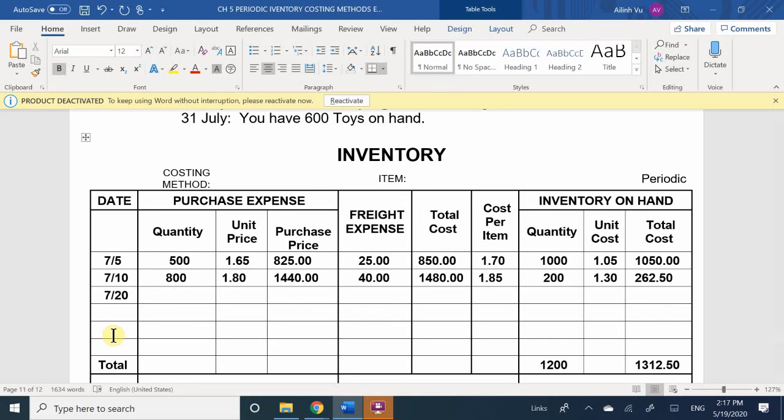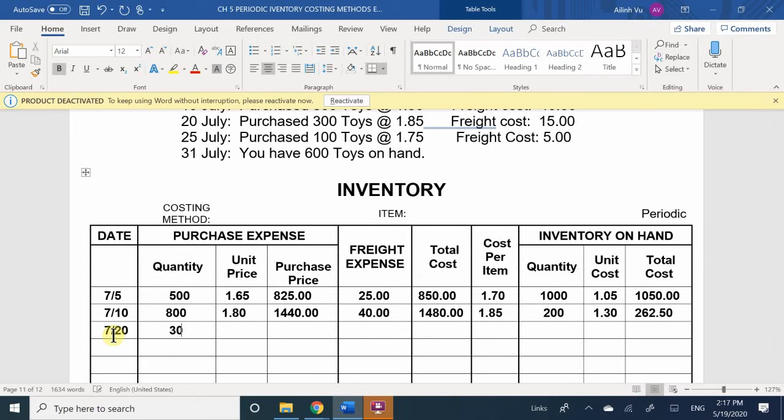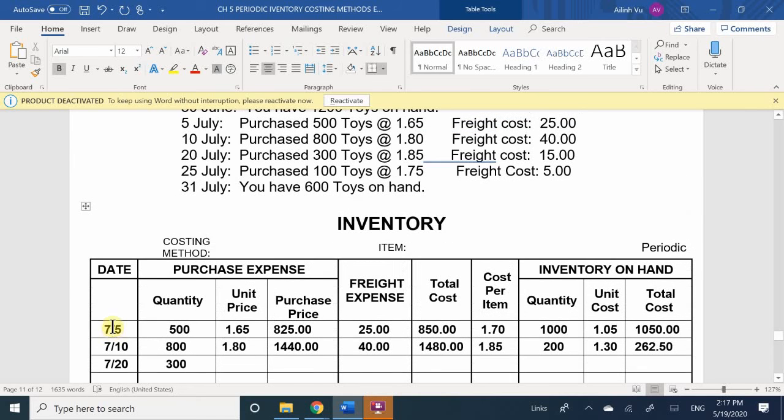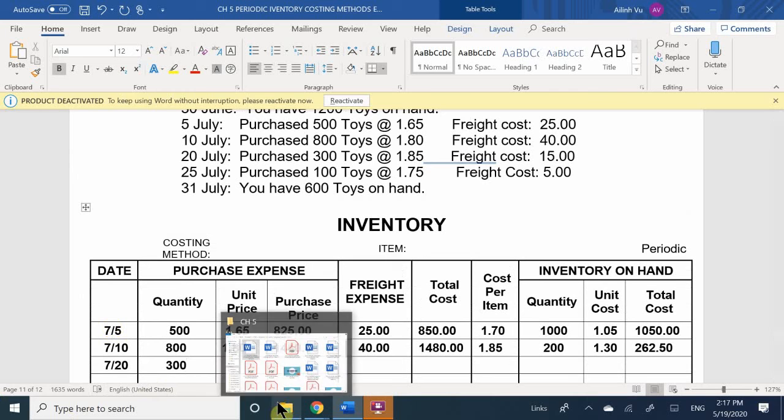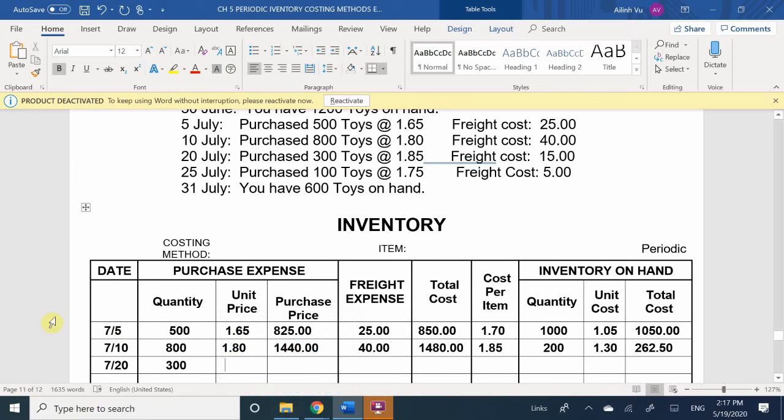Okay, so on 720, we've got 300 as the quantity. 300 for the quantity, and it's at $1.85 each. That's $555.